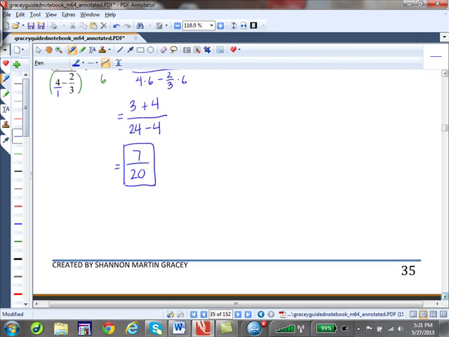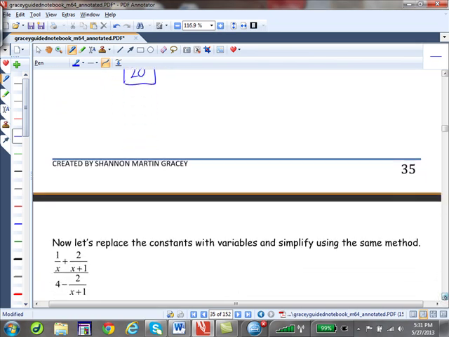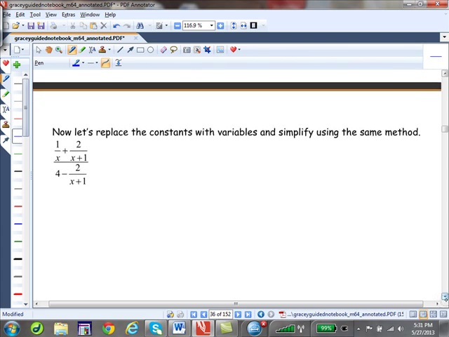Slightly different. So now let's take a look at, again, replacing the constant 2 with the variable x, at least in the denominators, okay? This is how it'll turn out. So now, what is our LCD for all of them. So remember, this is like 4 over 1. So do you guys see that the LCD is going to be x times x plus 1?